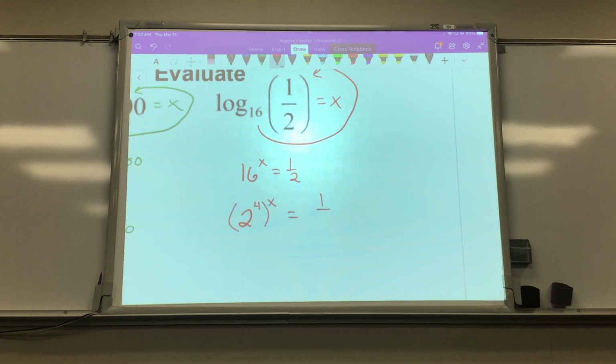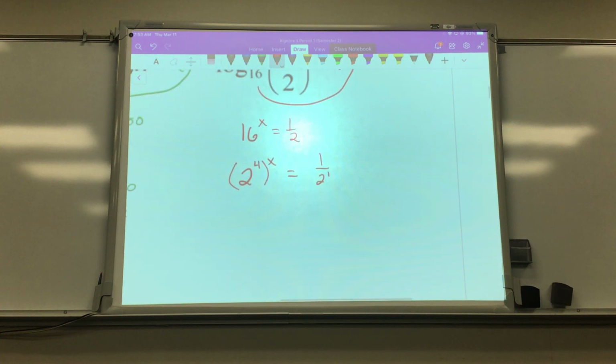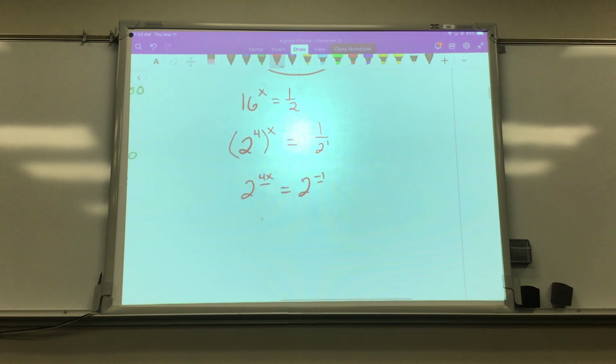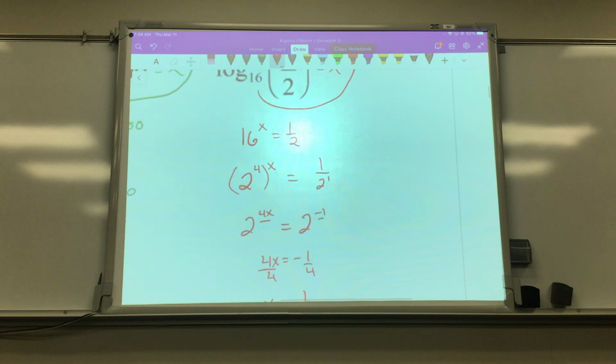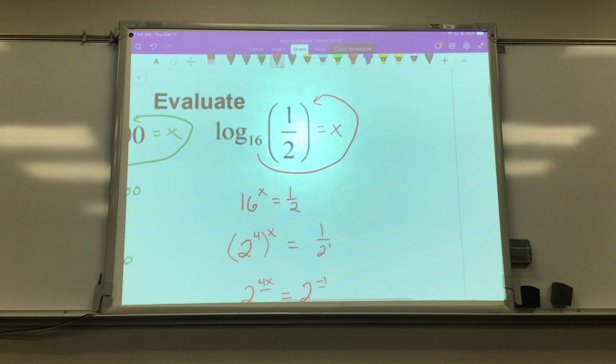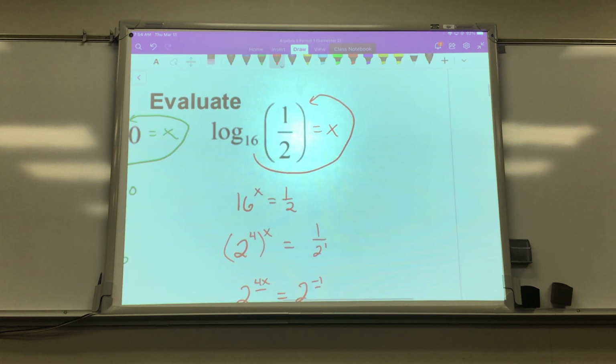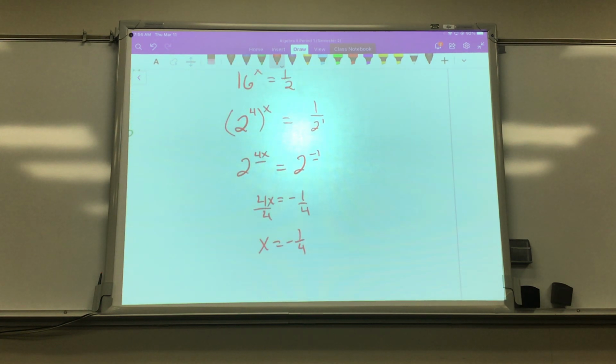And that would be 1 over 2 to the 1st. Power to a power, you got 2 to the 4x. Bringing that 2 to the top would make it 2 to the negative 1st, correct? Now my bases are the same. Set your exponents equal to each other. Solve from there. Negative 1/4. So when you type log base 16 of 1/2 into the calculator, all it's thinking in the calculator is that it's negative 1/4.